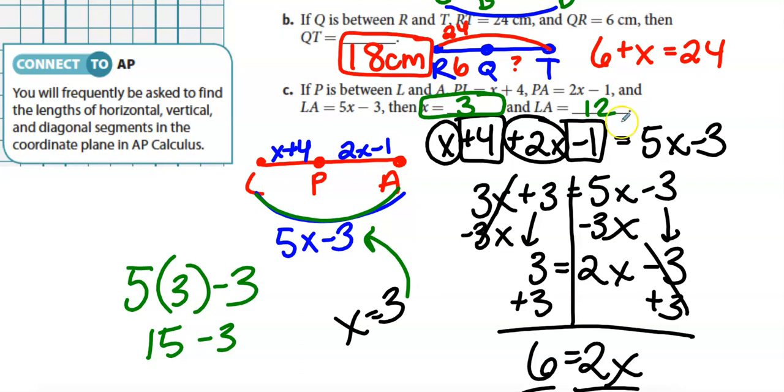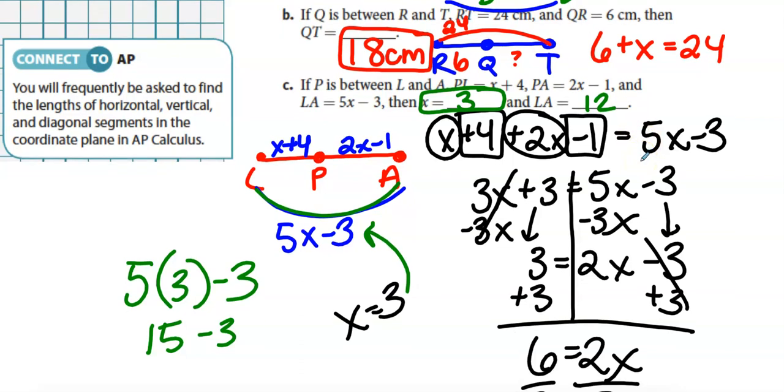Okay. All right, guys, so that is the basics of the segment addition postulate. They get a little bit trickier, but again, you guys can do it. So if you have any questions on that, let me know. Otherwise, we're going to move on to one quick thing on midpoints.